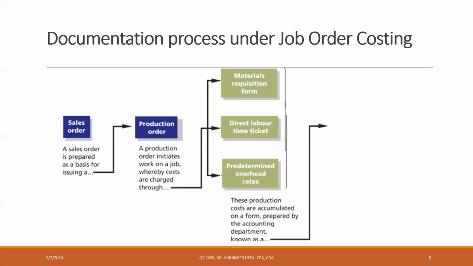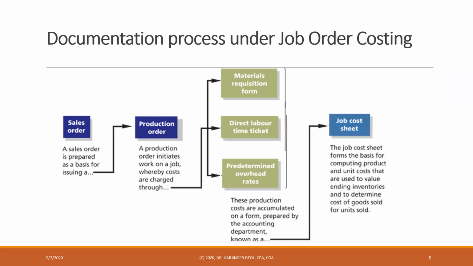These production costs are accumulated on a job order sheet. They are prepared by the accounting department, and that document is called the job cost sheet. So the job cost sheet forms the basis of calculating the product costs and unit costs to be used to value ending inventories and to figure out the cost of goods sold for the units sold.